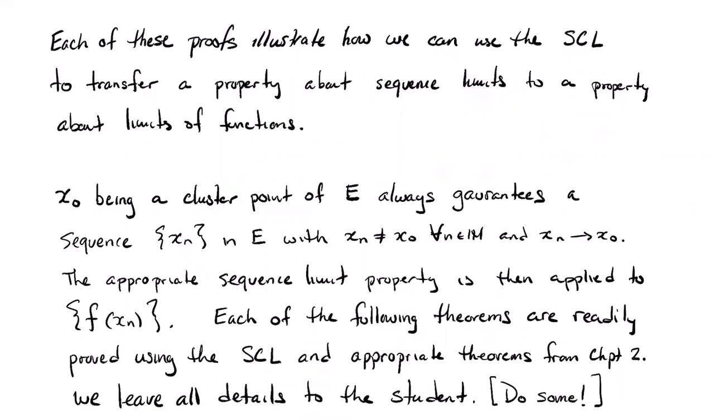Everywhere in the proof, I said this before, but x0 being a cluster point of E always guarantees that we can take such a sequence. We can take a sequence, none of whose terms are x0, that converges to x0. Then you just take the appropriate sequence property, maybe it was the uniqueness, so on. I've got more examples below. You apply it to that image sequence.